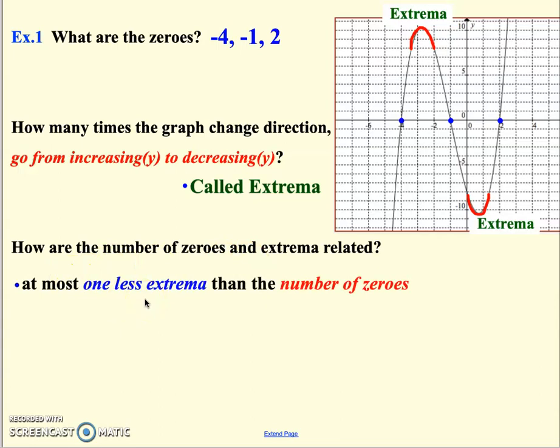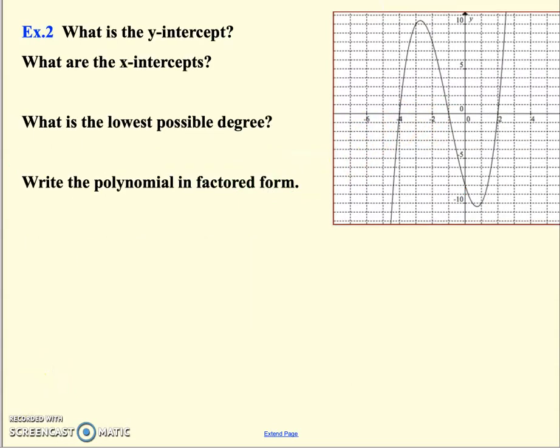The general rule is at most 1 less extrema than the number of zeros. That's what I'm describing here. It takes 2 changes in direction to get through 3 zeros. There are some exceptions, but for the most part that's going to be true. Again, today we're just looking at the graphs visually, trying to interpret what we see, list some of the things, tie it to degree, and look at the overall picture of the polynomial.